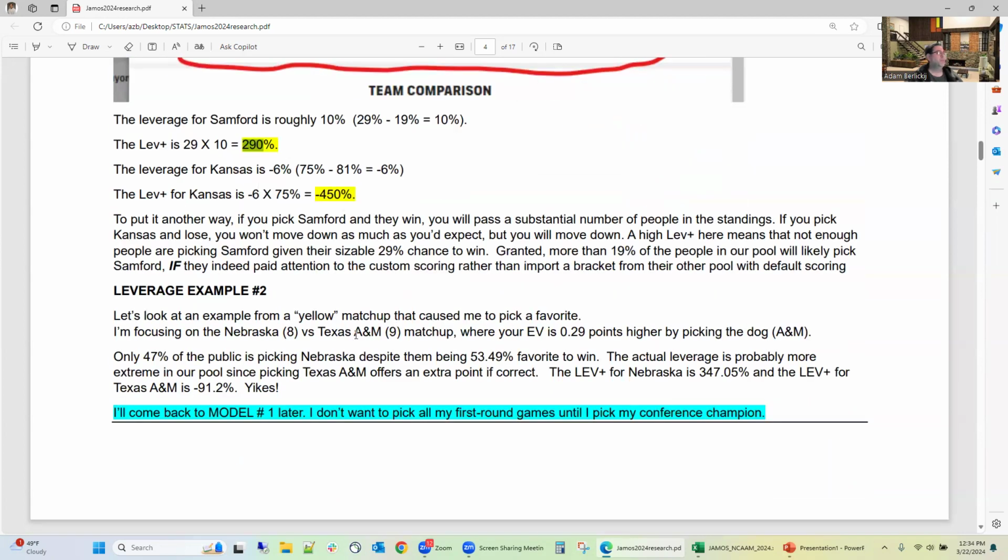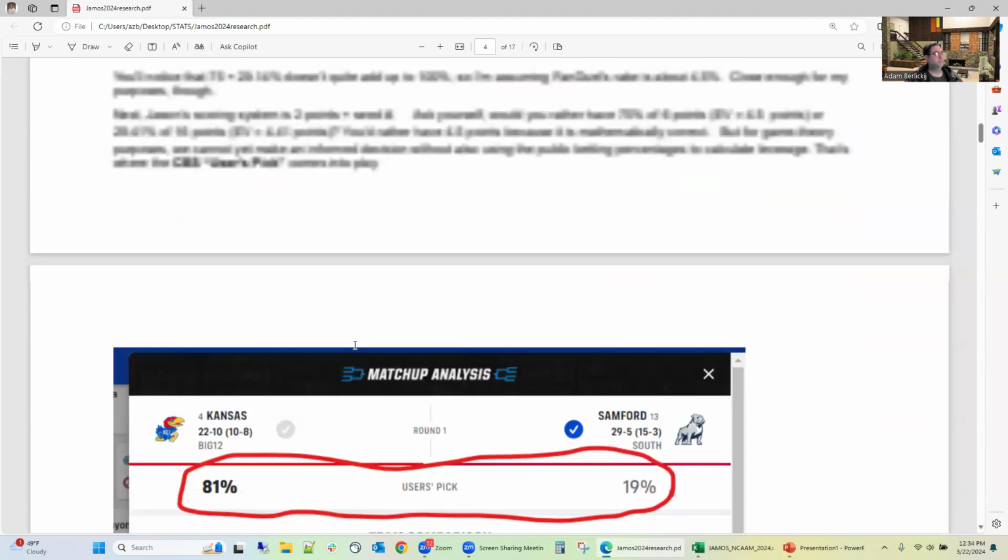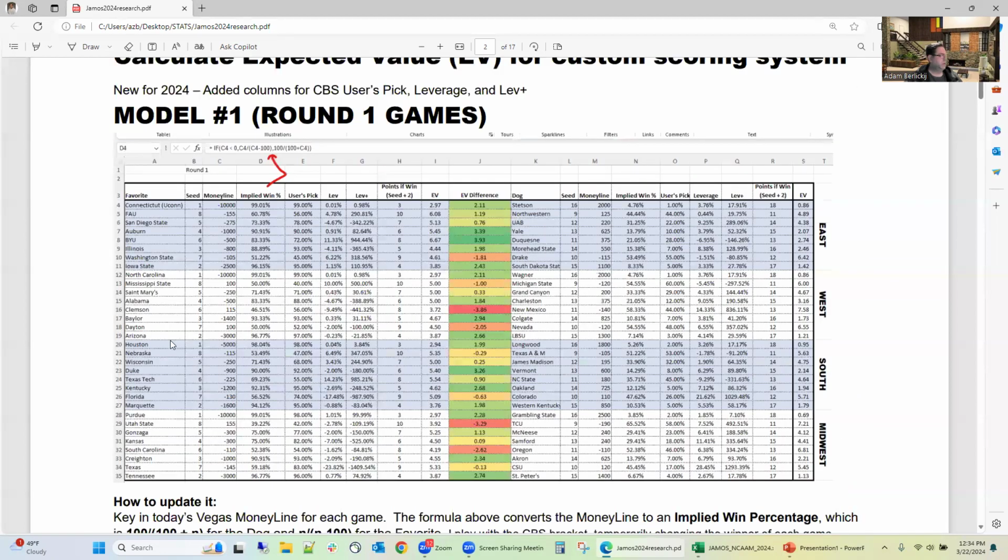Okay, here's another one from a more close matchup. I'm going to examine an 8 versus 9 matchup. Now let's scroll up and look at that one. Nebraska versus Texas A&M. Where was that? Over here. Nebraska versus Texas A&M is here in the South region. Nebraska is 59% to win, and Texas A&M 51%. Again, that adds up to over 100%, I know, but it's as close as we're going to get.